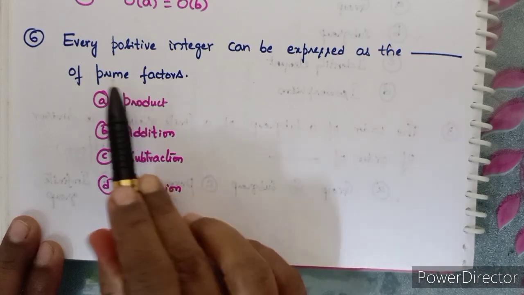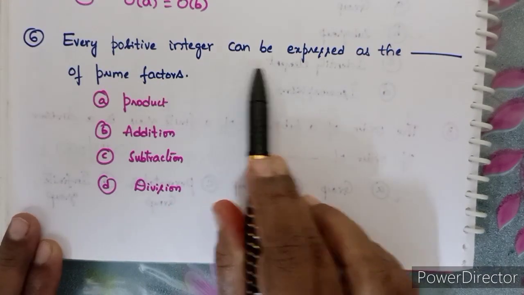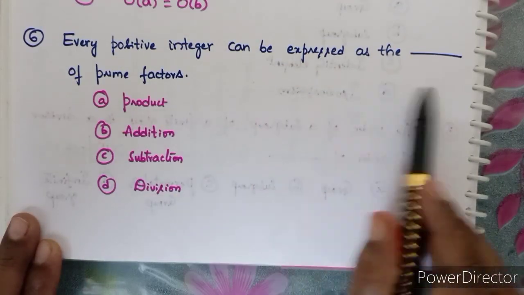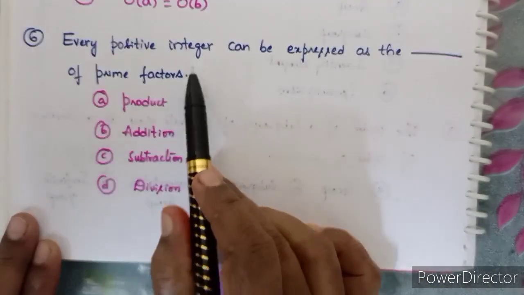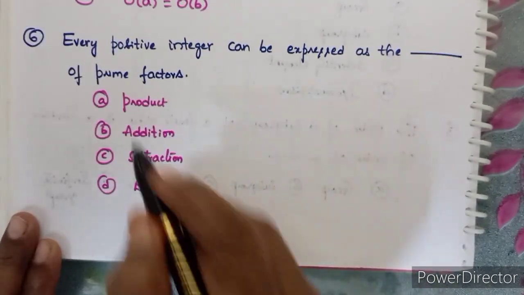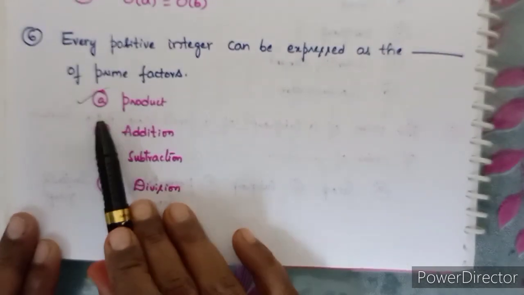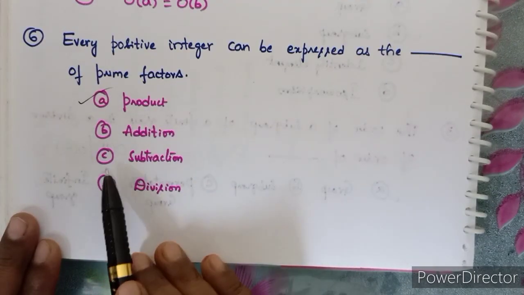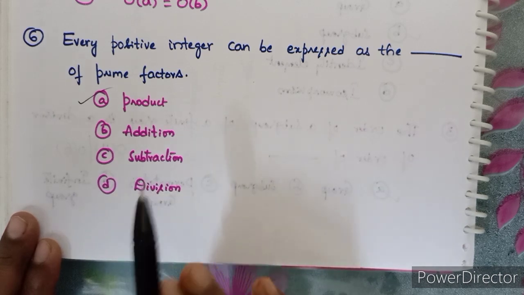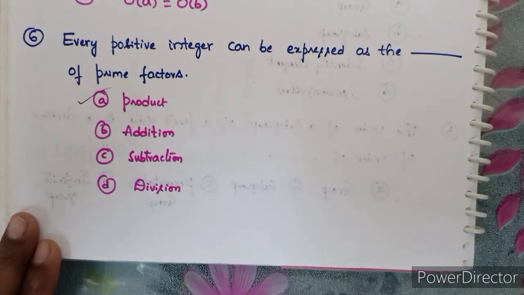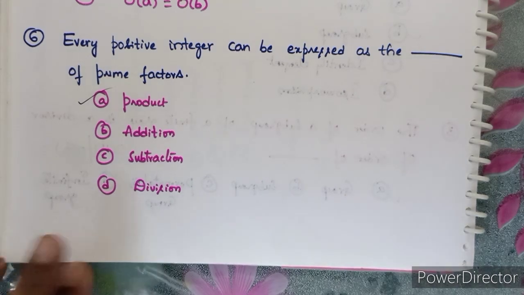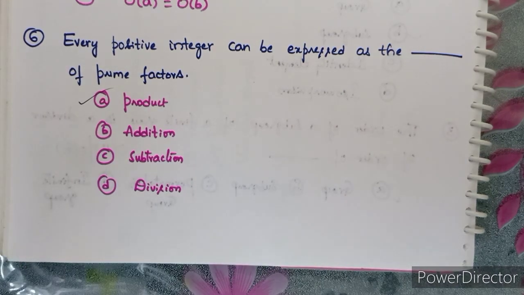Question. Every positive integer can be expressed as the dash of prime factors. Every positive integer can be expressed as the product of prime factors. Option A is correct. Here the options: A, product; B, addition; C, subtraction; D, division. So every positive integer can be expressed as the product of prime factors, and the answer A is correct. This is prime factorization, as we all know.